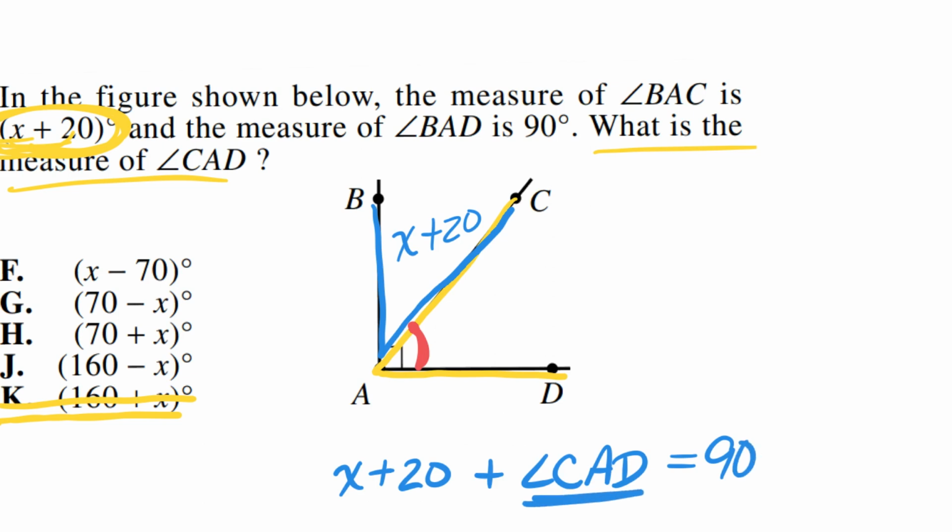So I'm going to solve for this angle CAD, just like a variable. Well, the first thing I need to do is subtract 20 from both sides. Takes me down to 70. So x plus angle CAD is equal to 70. So we just last need to subtract our x. And what we learn is angle CAD is equal to 70 minus x. Answer G.